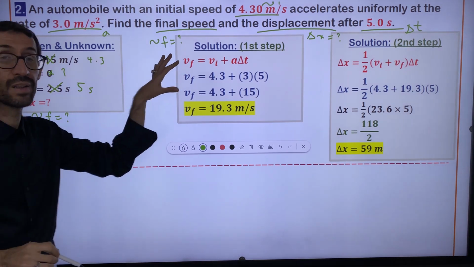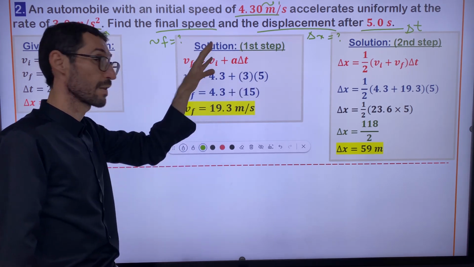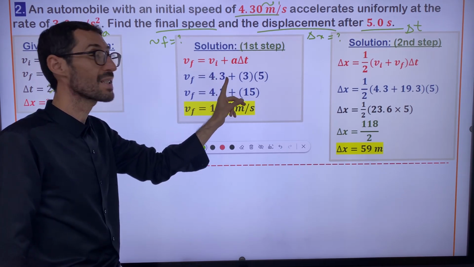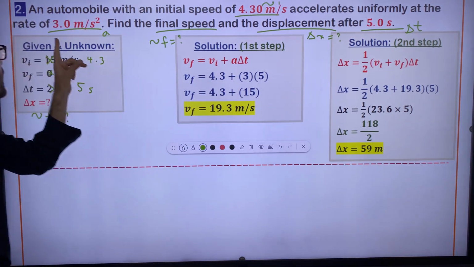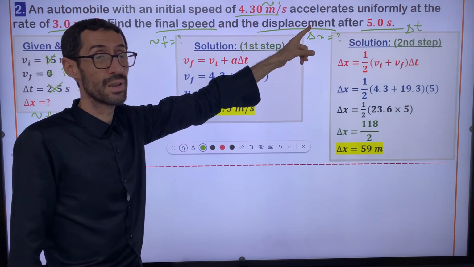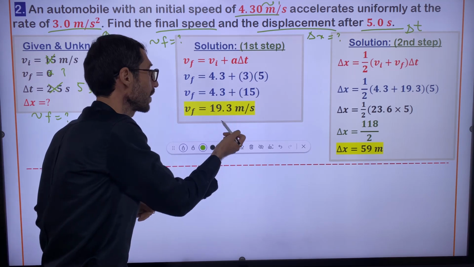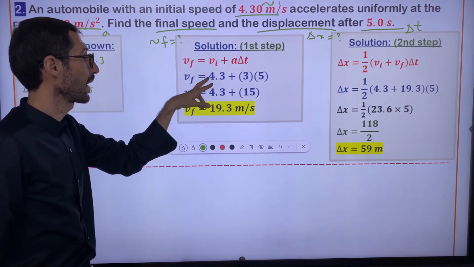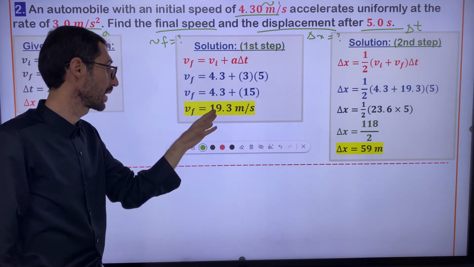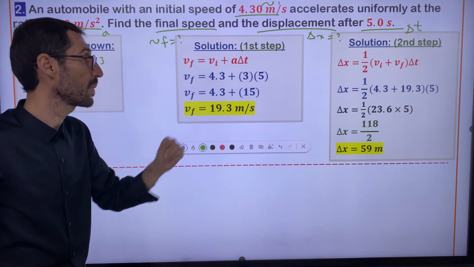Firstly, I want you to find the v final. V final is equal to v initial plus a delta t. This is the first step. V final is equal to v initial 4.3 plus acceleration 3 times time interval, which is equal to 5. 3 times 5 becomes 15. Bring it down, and bring down the 4.3. Add them up together to get the last result, which is equal to 19.3 meter per second.